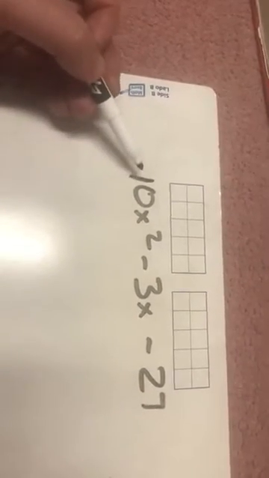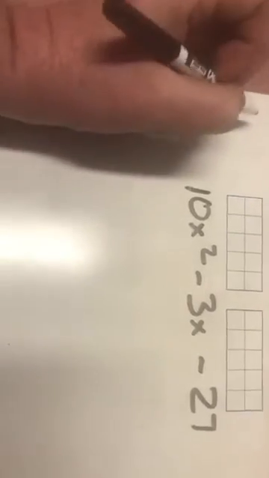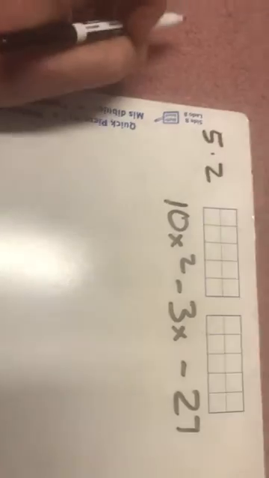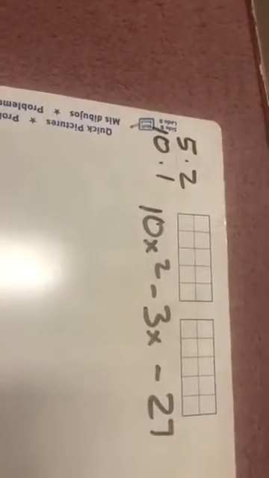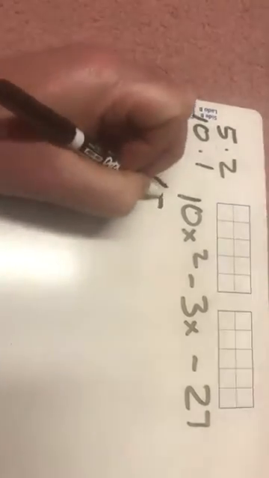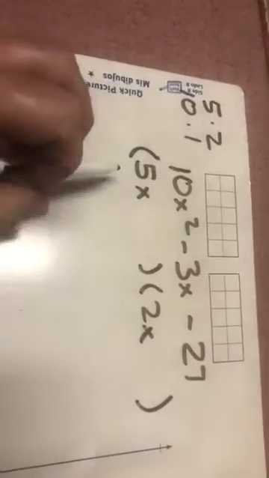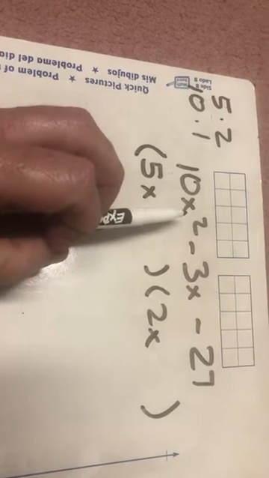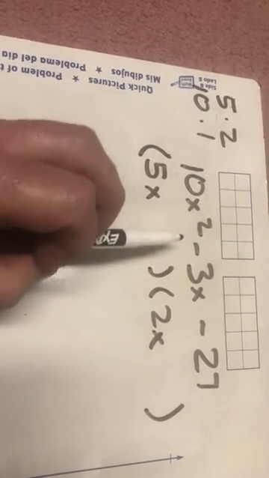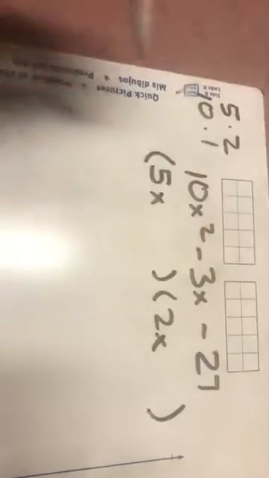I've got to think about my various ways that I get 10 when I multiply. I'm thinking 5 times 2, and I'm thinking 10 times 1. So, let's see what happens. 5x, 2x. This is trial and error. My 5x and 2x gives me 10x squared. I've got to think, how can I get a negative 27 when I multiply?